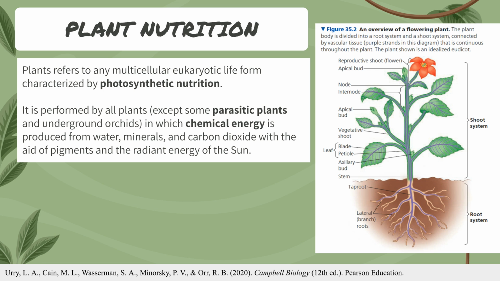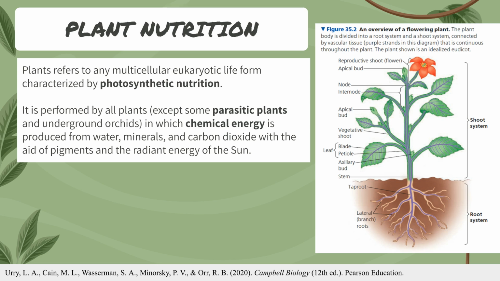Plants are defined as multicellular eukaryotic organisms that primarily rely on photosynthetic nutrition. Photosynthesis allows plants to convert light energy from the sun into chemical energy stored in organic molecules. Plants are organized into two major organ systems that work together to support survival, growth, and reproduction.